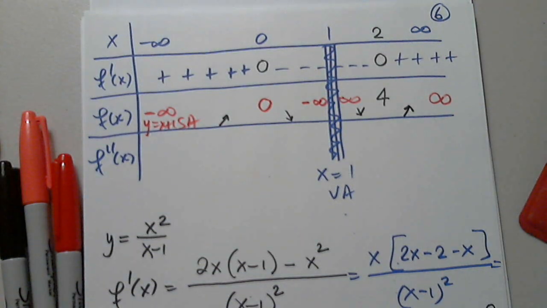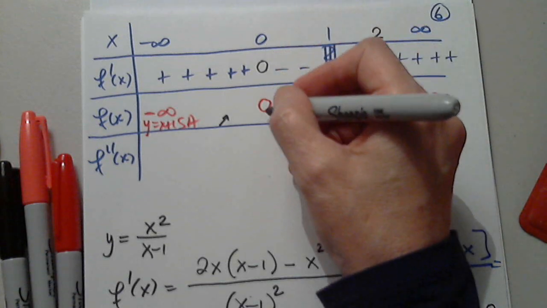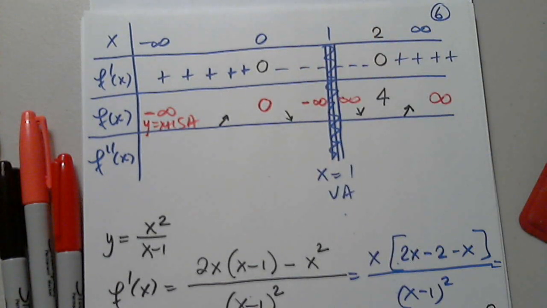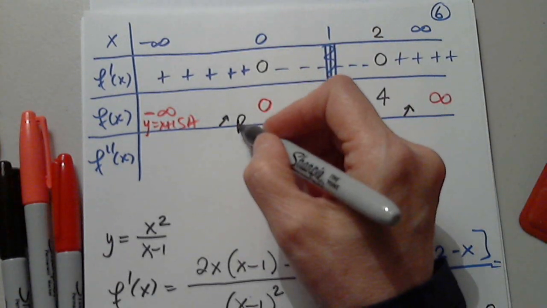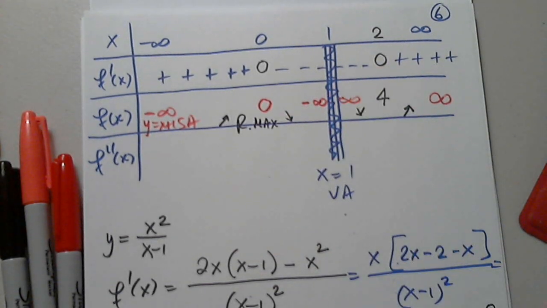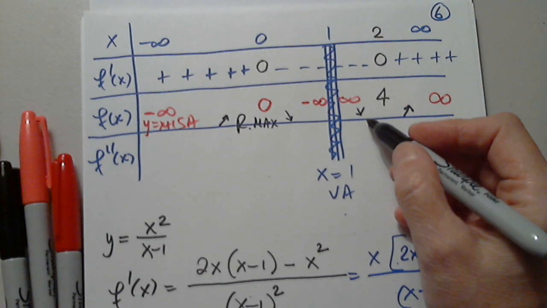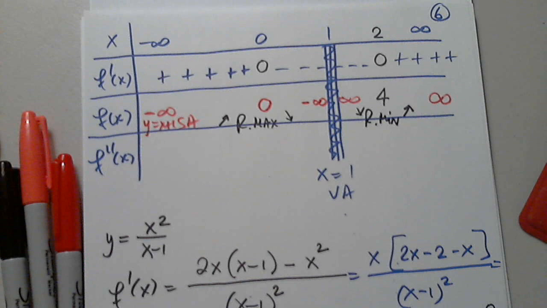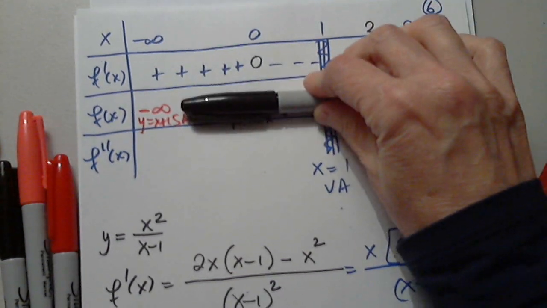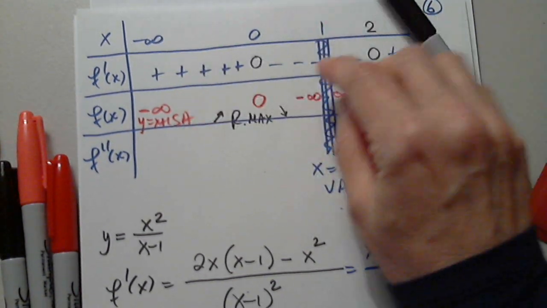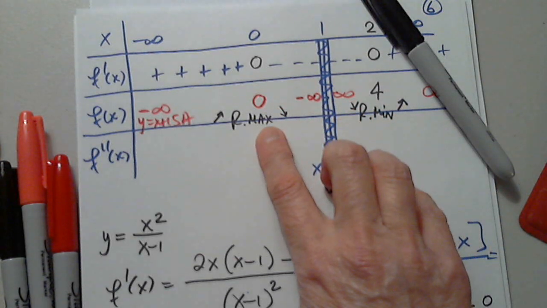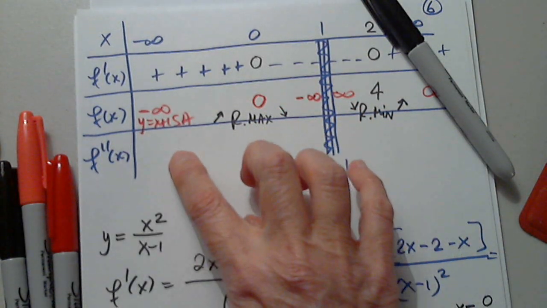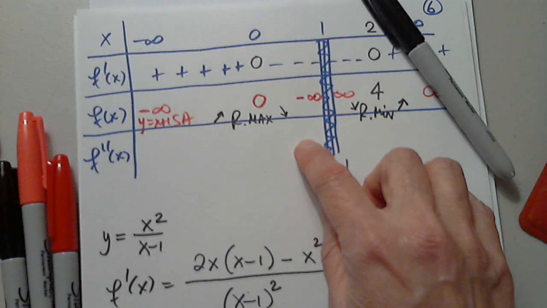Increase. Perfect. At this point, I'm able to identify what type of point is 0, 0. Maximum. Very good. Relative max. What type of point is 2, 4? Minimum. Relative minimum. We're done with this. However, because there is a maximum here, what do you expect the sign of the second derivative to be?